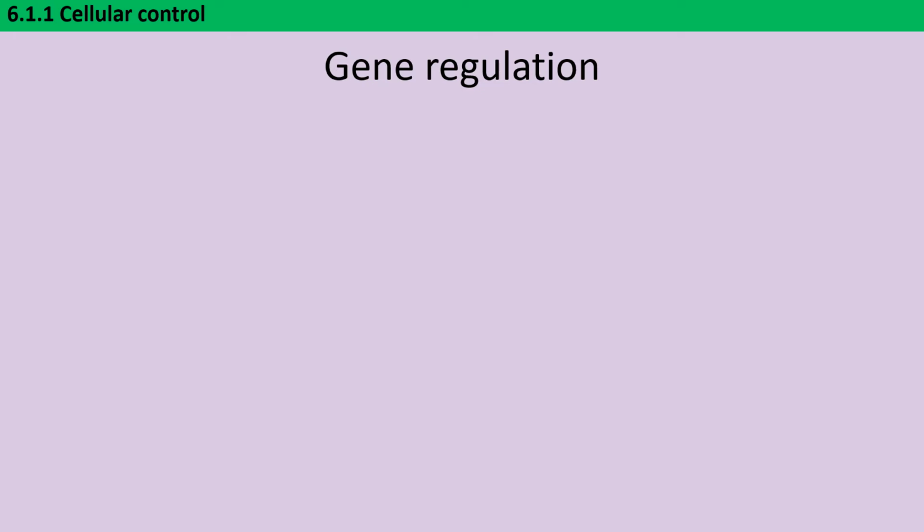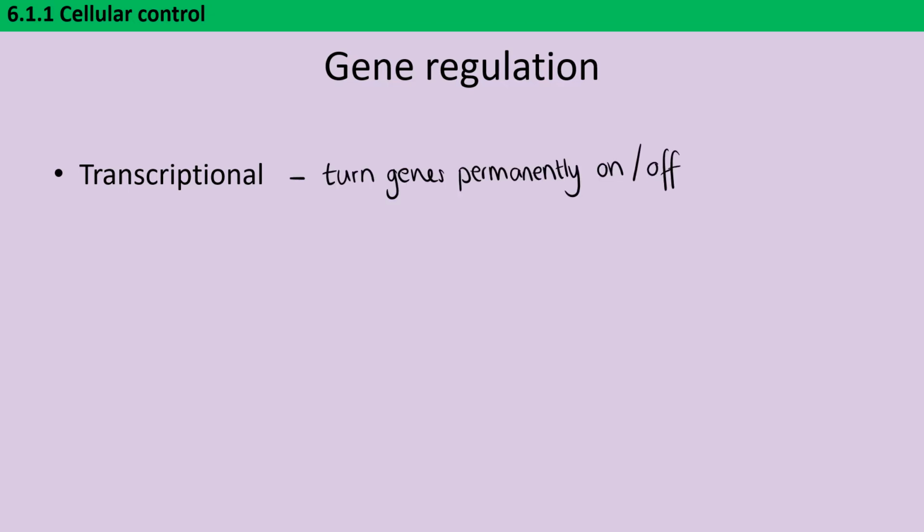So the first point at which we can control gene expression is in transcription, so controlling how much mRNA is made. And this could be as black and white as turning a gene permanently on or off. So for instance, if a gene is never going to need to be expressed because of the tissue it's in, or if you look at the female human body, in any part of the body, one of the X chromosomes will be permanently turned off because otherwise we would have twice as much of those proteins as we need. But it can also be more finely tuned than this.